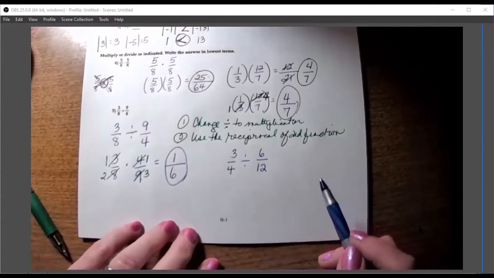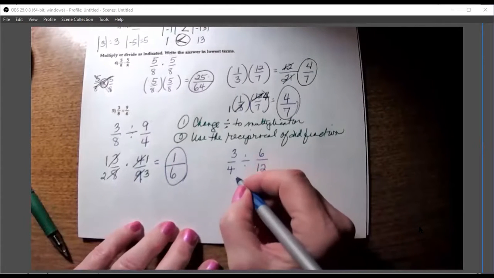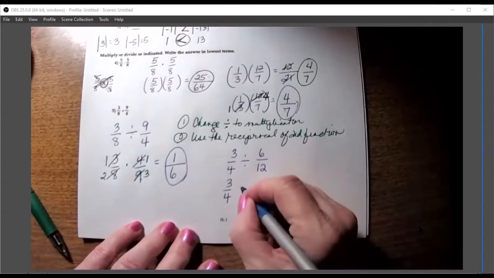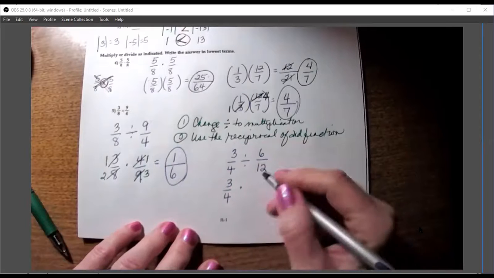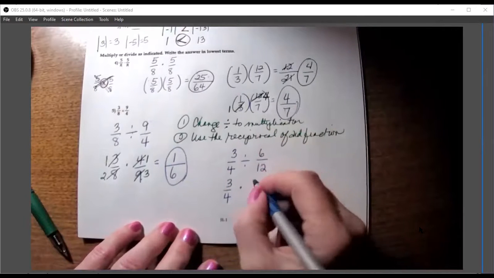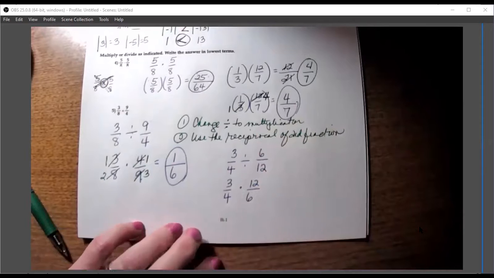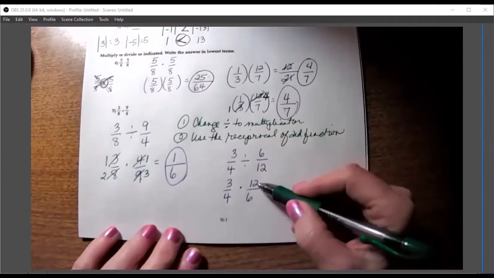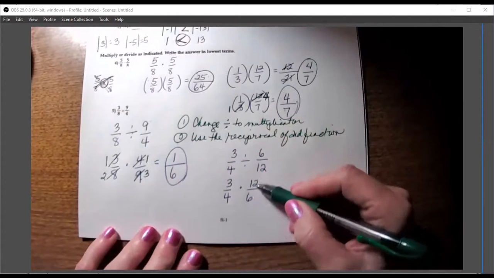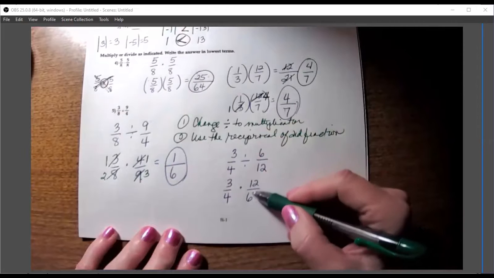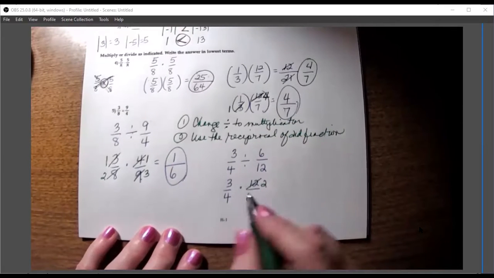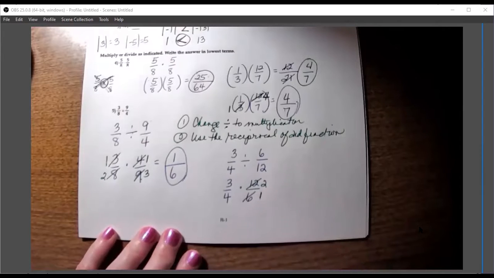All right, following my two-step process, this is now going to become 3/4, change the division to multiplication, and use the reciprocal of the second fraction. And now I'm going to reduce here. Here I'm going to pick this numerator and denominator. These are both multiples of 6. 12 divided by 6 is 2. 6 divided by 6 is 1.